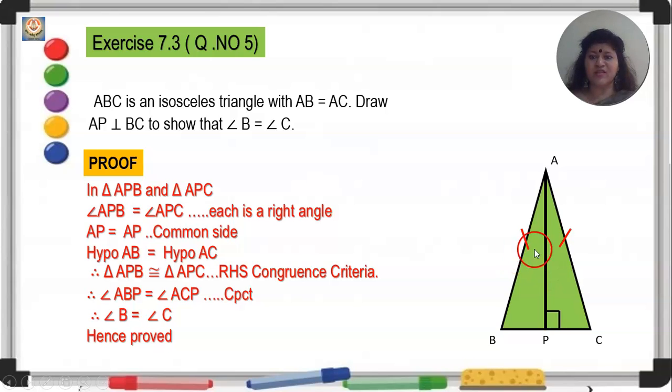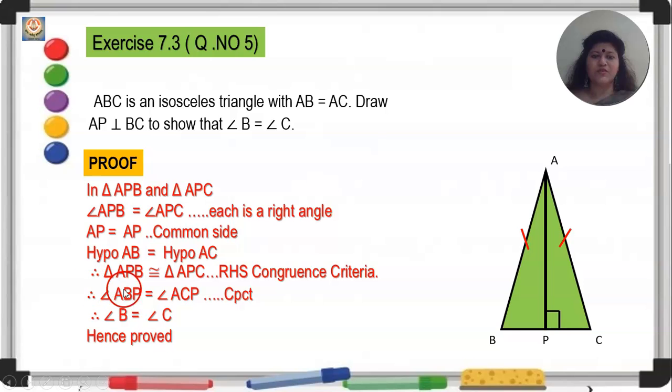See, there are two perpendicular sides to this triangle. One perpendicular side is AP, the other perpendicular side is BP. Again, for this triangle, one of the perpendicular sides is AP and the other perpendicular side is PC. So you notice that the hypotenuse is congruent. So I've written hypotenuse AB congruent to hypotenuse AC, right?